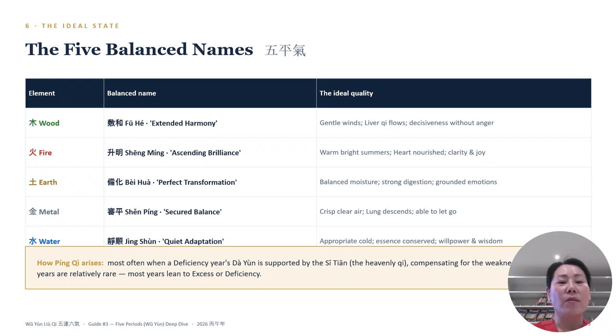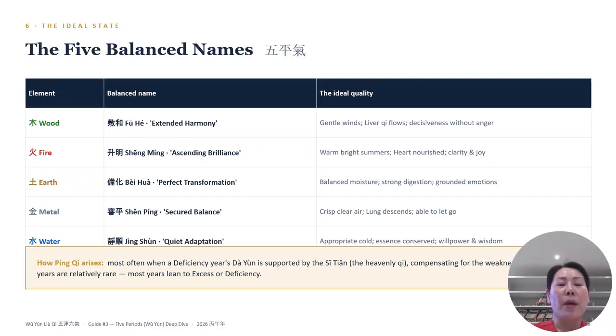Here are the 5 balanced names, the ideal version of each element from Su Wen chapter 70. They are lovely and they double as a picture of health for each organ. Wood balance is Fu He, extended harmony, gentle winds, liberty flowing, decisiveness without anger. Fire balance is Shang Ming, ascending brilliance, warm bright summers, the heart nourished, clarity and joy.